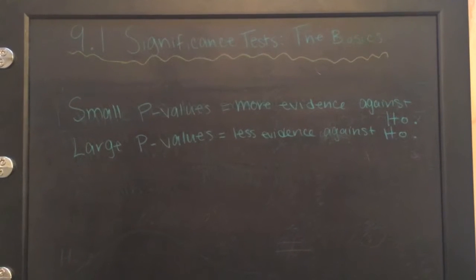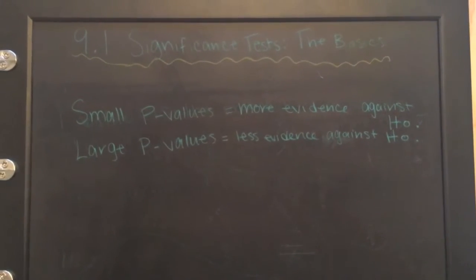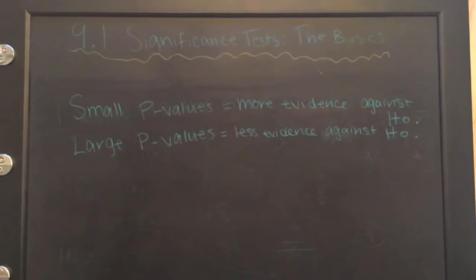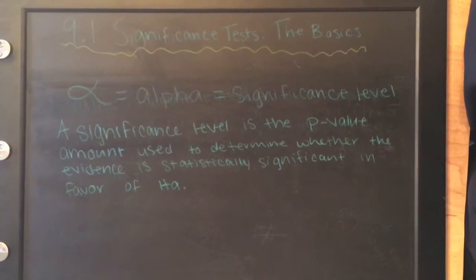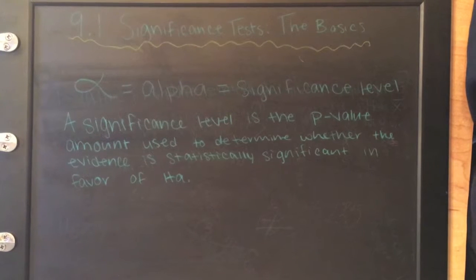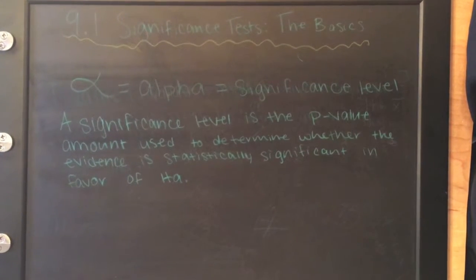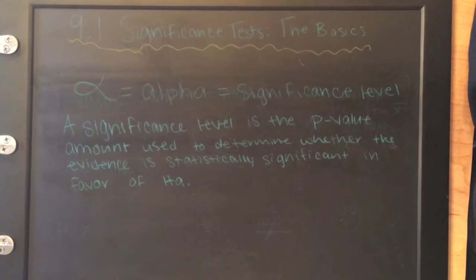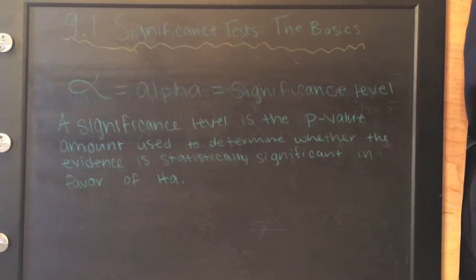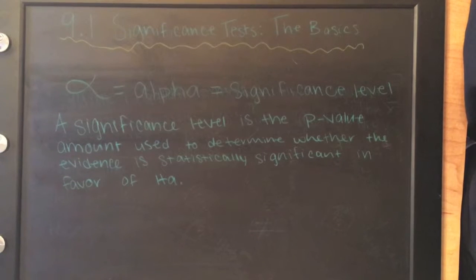To determine whether the p-value is small or large, you must set a significance level. The symbol for a significance level is alpha. A significance level is the p-value amount used to determine whether the evidence is statistically significant in favor of the alternative hypothesis. In most cases, you will be given the significance level of 0.05.